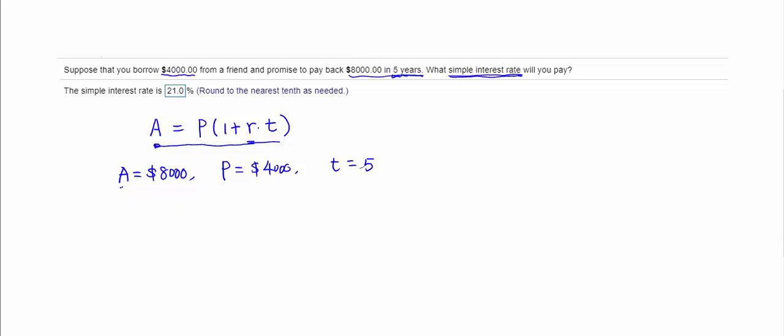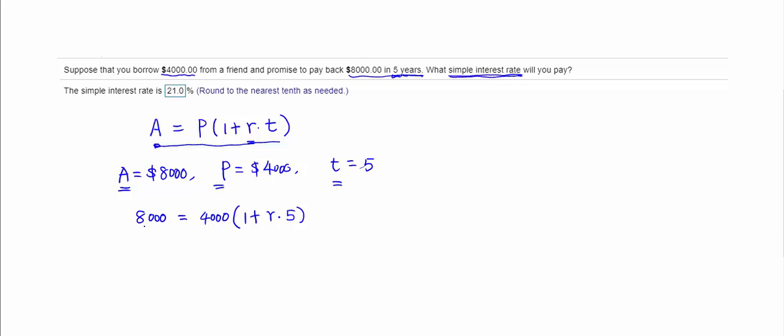So plug in everything into your A formula. So you're going to have 8,000, which is on the left-hand side of the equation, equal to 4,000 for the P. So put that 4,000 here, and then parenthesis 1 plus R, which is unknown, so we use the letter R, and time T is 5, right? So put the 5 here. So you have now an equation to work with.